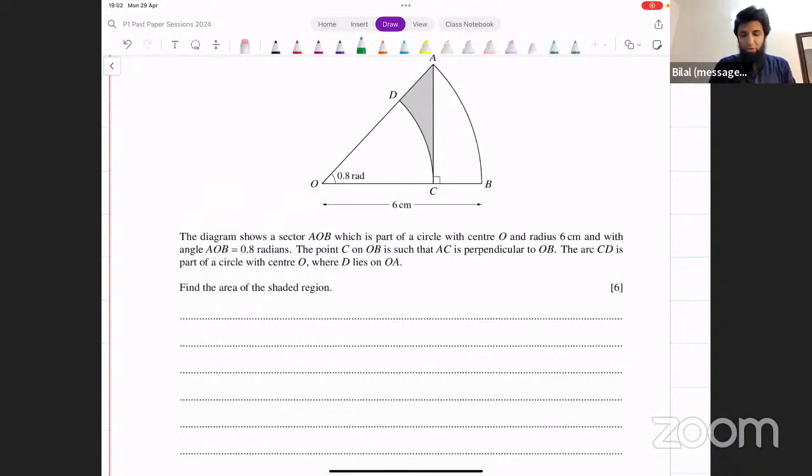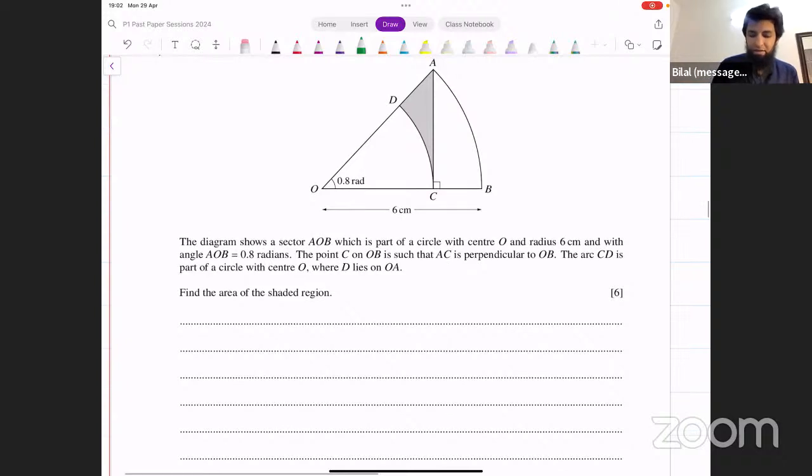Angle AOB equals 0.8 radians. Point C on OB is such that AC is perpendicular to OB. CD is part of a circle with center O, where D lies on OA. Find the area of the shaded region. Okay. How do you find the area of the shaded region?